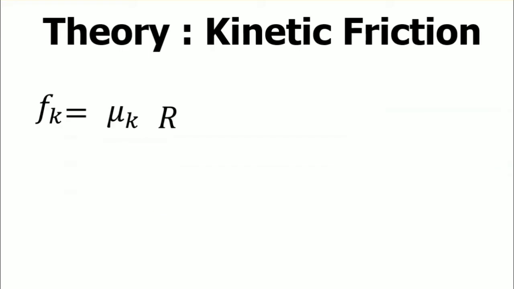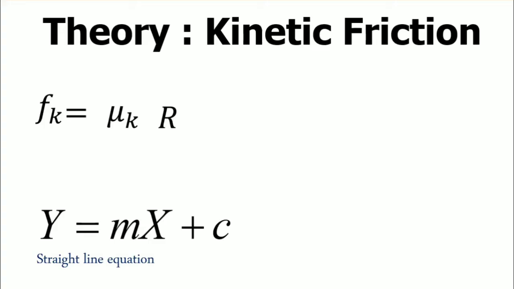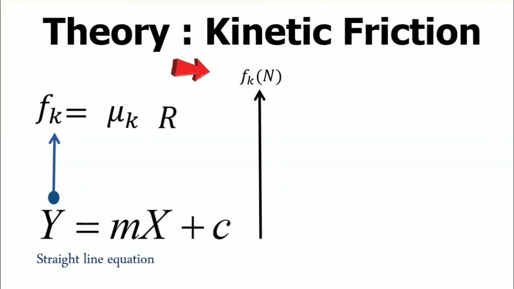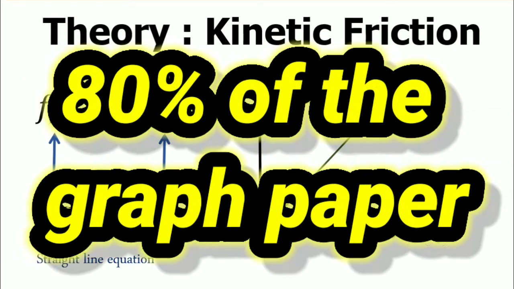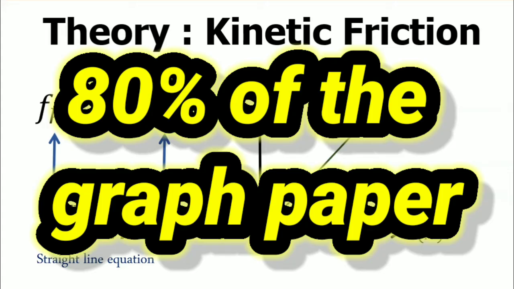Same goes here for kinetic friction. If we compare the equation with a straight line equation, the kinetic frictional force Fk will take the y-axis and x-axis for normal reaction force R, and the value of C is 0. The graph should start at 0 and the graph is going to be a straight line graph. Remember again, when plotting your graph, make sure that the graph occupies at least 80% of the graph paper.